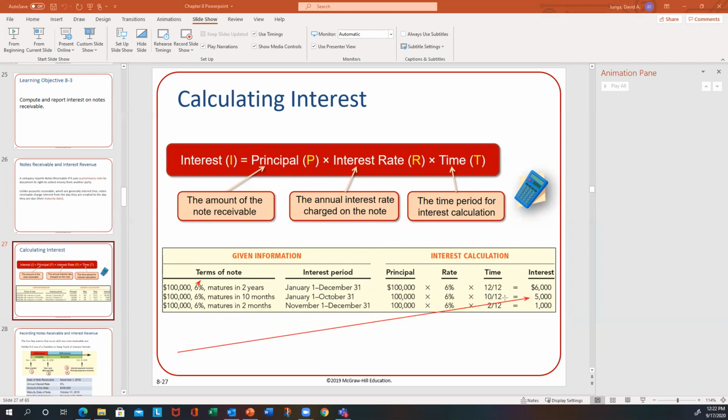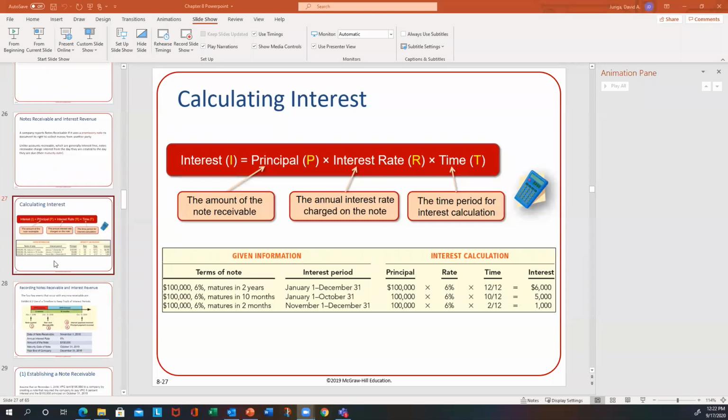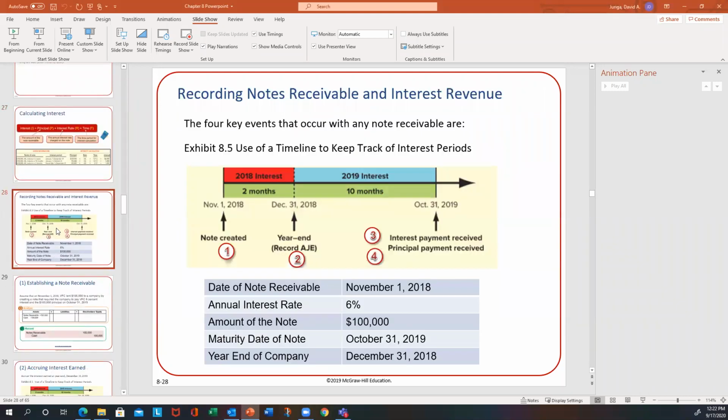Notice that's 5,000. November through December is 2 months. Notice a fraction, that's 2 months over 12 months, times 6% times 100,000 gives you $1,000 for those 2 months. So that's how you calculate interest. And then later on, we'll show you how to do some accruals using that concept as well. So again, this slide is just showing you that you do have to look at the dates, and they'll keep it pretty simple in the book and in the problems.